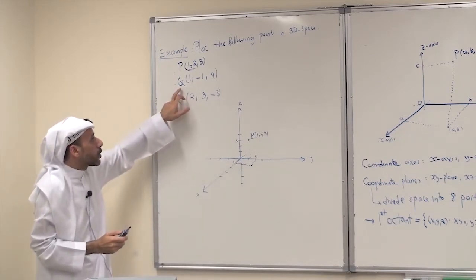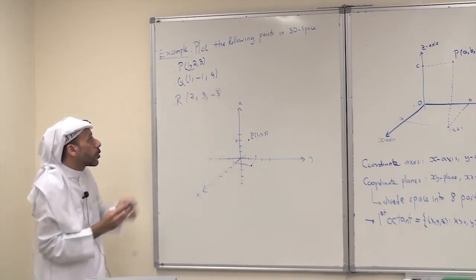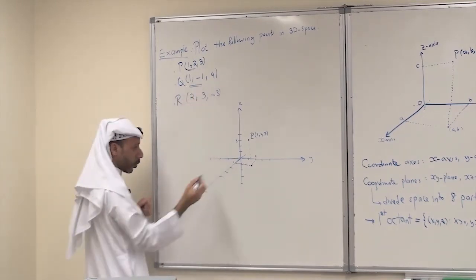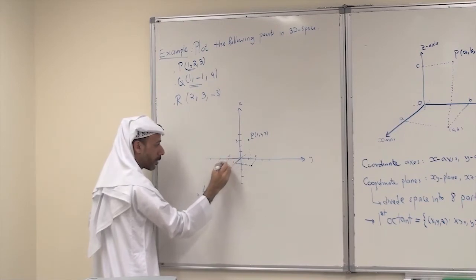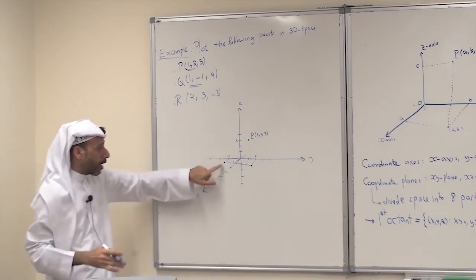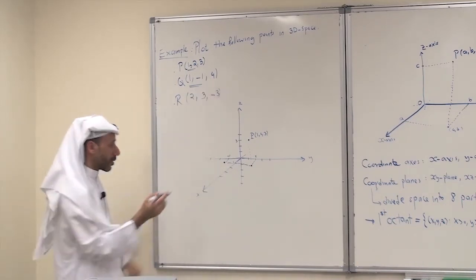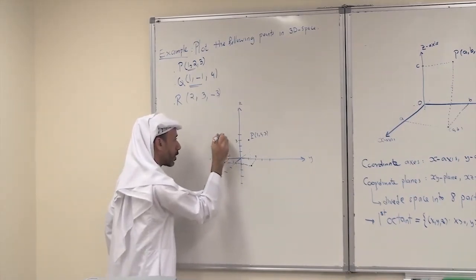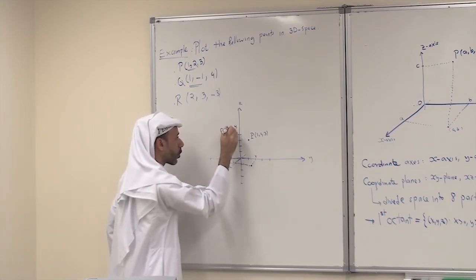For the second point, Q, 1, minus 1, and 4. Again, in the XY plane, you have 1 and minus 1. So this is X equals 1, and this is Y equals minus 1. So in the floor, we are here. Now I have to move 4 units upward along the third axis. So you go up. So this is the point Q, 1, minus 1, and 4.